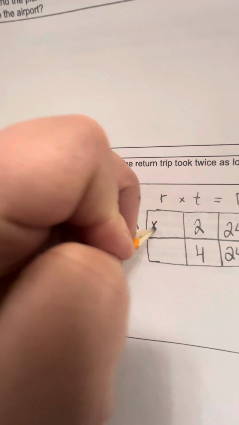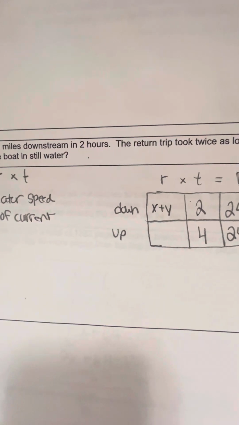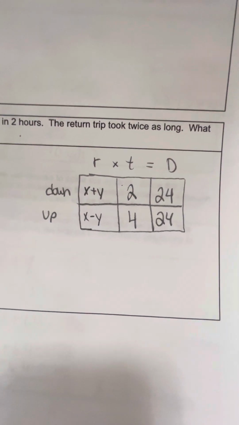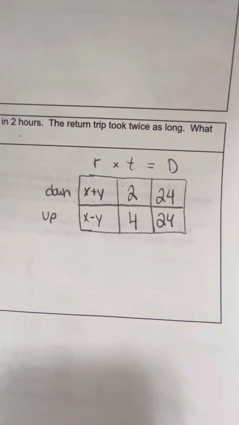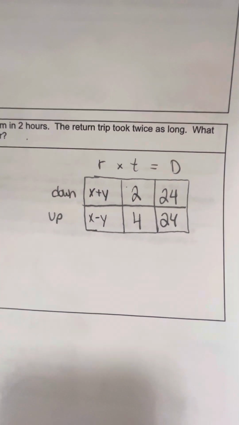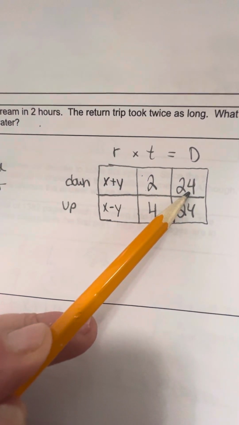This is going to be X plus Y. So you're going with it. So you're going to go faster downstream because you're going with the current versus when you're going against it. So this one is going to be X minus Y. So again, this type of a question happens with planes, talking about winds, and when you have wind coming against you, that also happens as well. So we're going to take a look. We're going to do this times this, which is going to equal this.